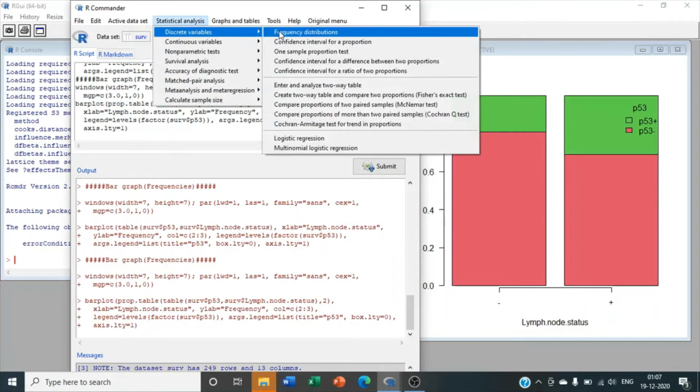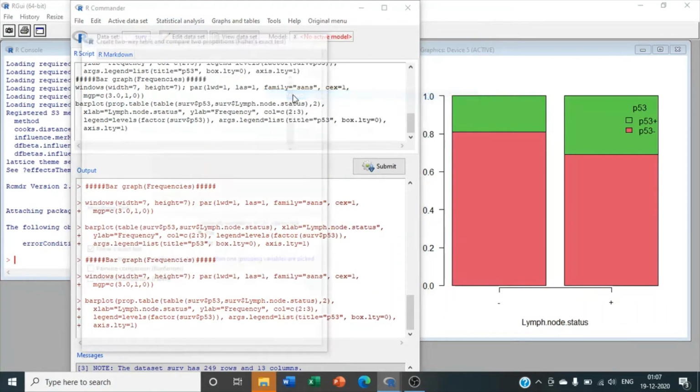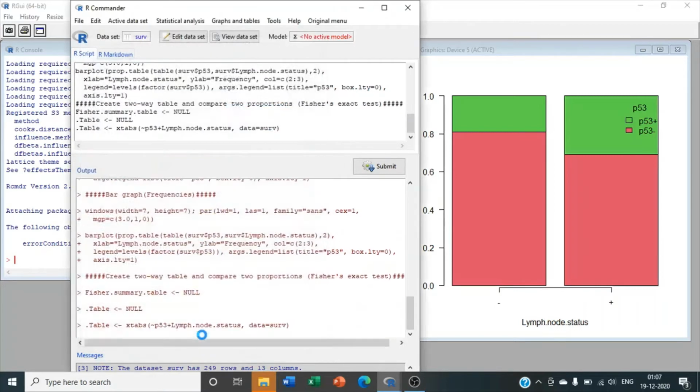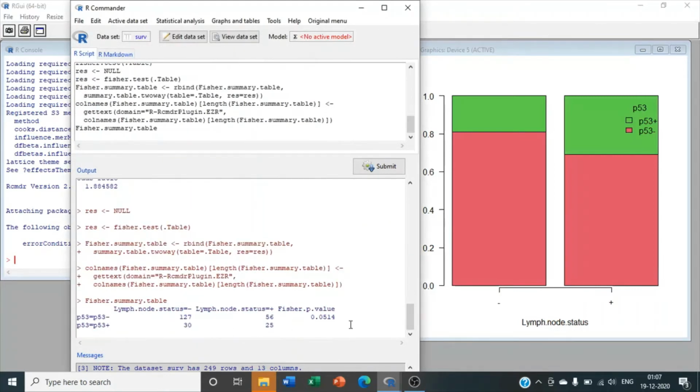We click on discrete variables, go by the same way. P53 status, and instead of the ER status, we click on lymph node status. Do the very same thing, Fisher's exact test. Continuity correction is not needed, that's only for the chi-square test. We click on OK over here. We get a p-value of 0.0514. We get the numbers, the cross tabs, but the p-value we get is 0.0514.